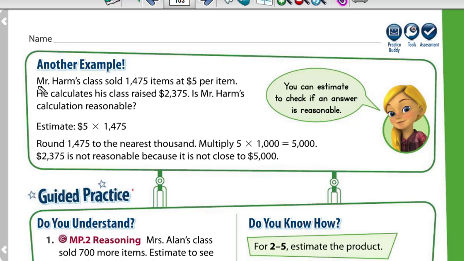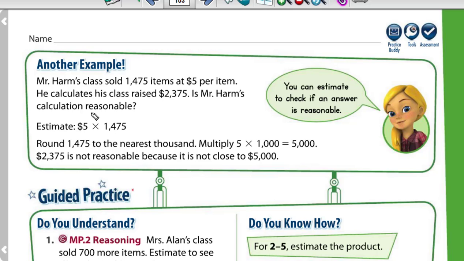In this example, we have Mr. Ham's class sold 1,475 items at $5 per item. Please do not use your mics. He calculates his class raised $2,375. Is Mr. Ham's calculation reasonable? So in this one, our answer should be yes or no. Should be reasonable or not reasonable.